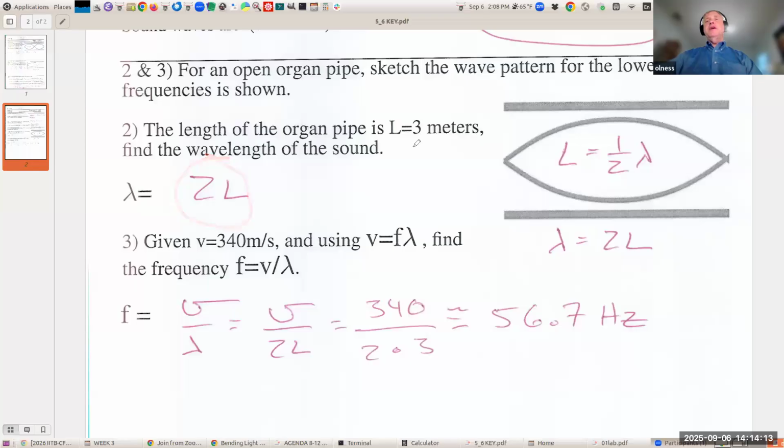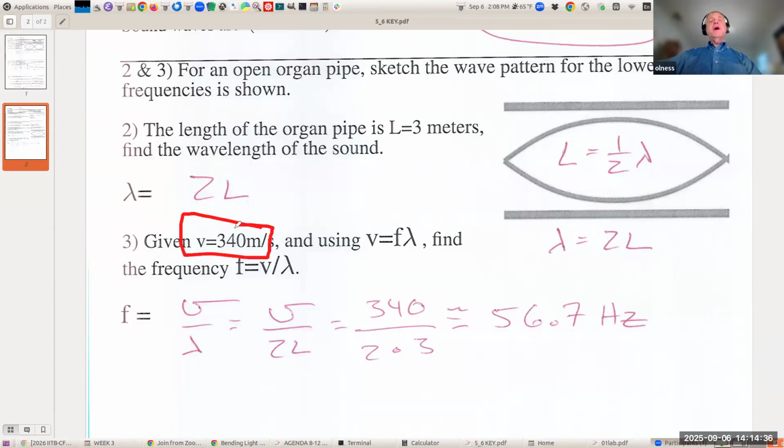In this case, the pipe is 3 meters. As Professor Baker will tell you, we usually measure organ pipes in feet. A meter is about a yard, so that's about 9 or 10 feet. That's a fairly long organ pipe, and so that's going to be fairly low in frequency. So let's work it out.